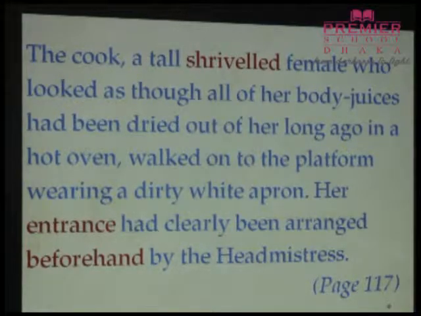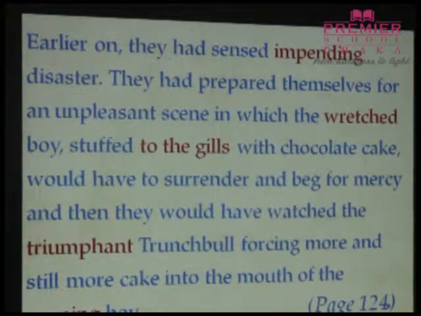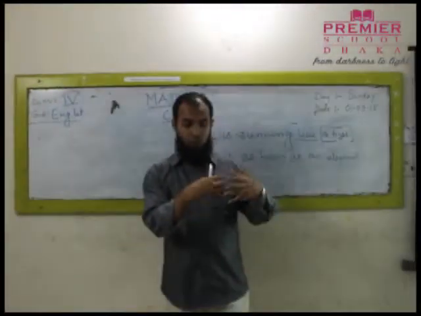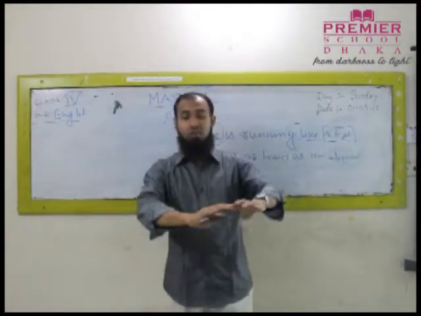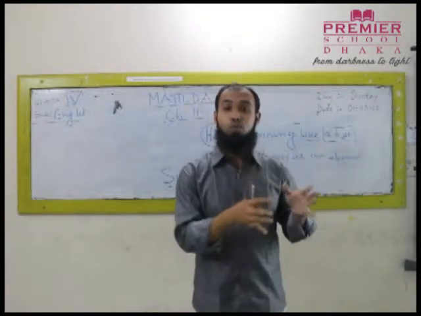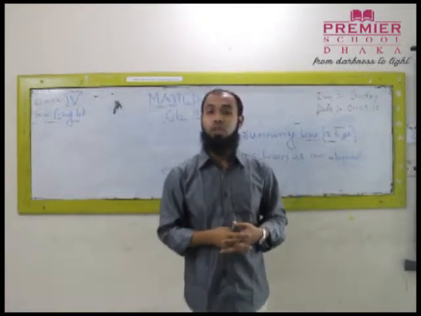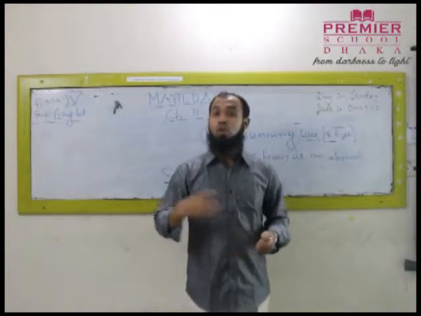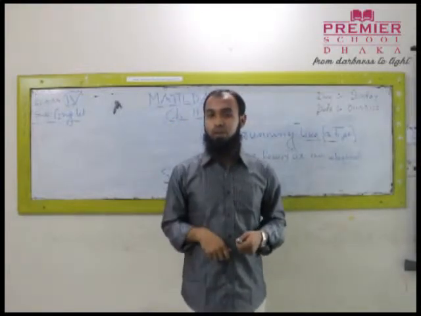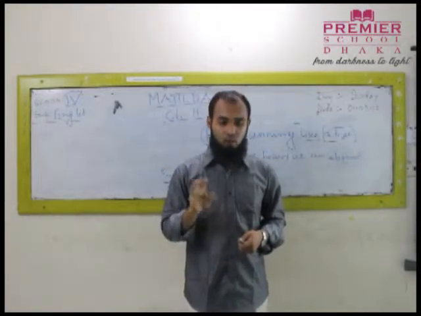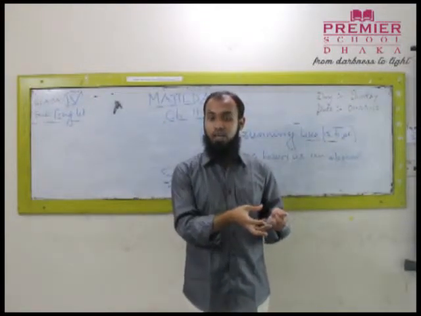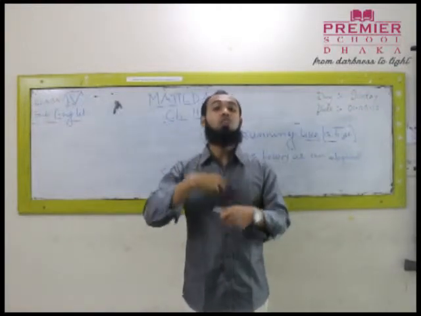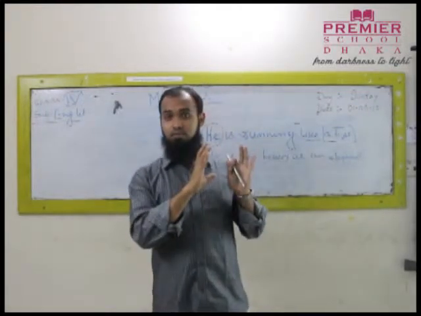So when the cook came, now Bruce Bogtrotter had to eat the whole cake, not just one slice or two slices, the rest of the cake. And the Trunchbull forced Bruce Bogtrotter to eat the rest of the cake. But what were the children doing? What were they thinking? They thought that probably Bruce Bogtrotter would not be able to eat the whole cake. And they thought that probably it's going to be another triumph of the headmistress.